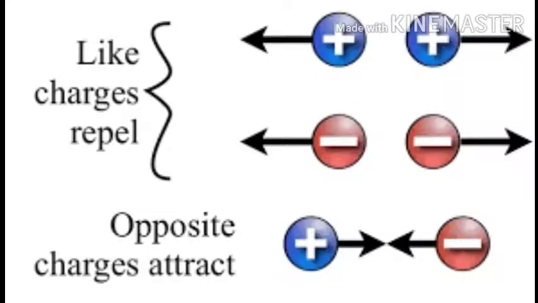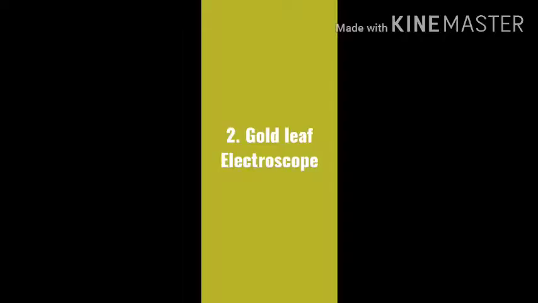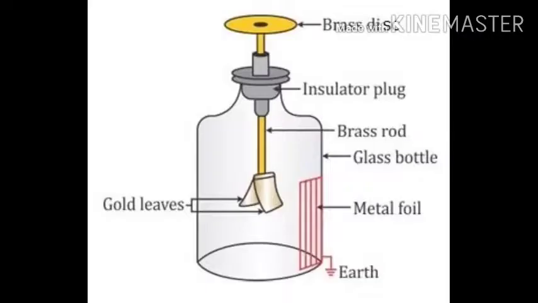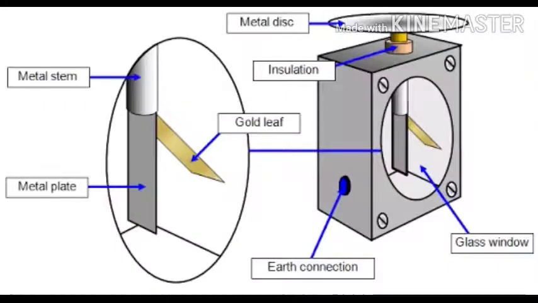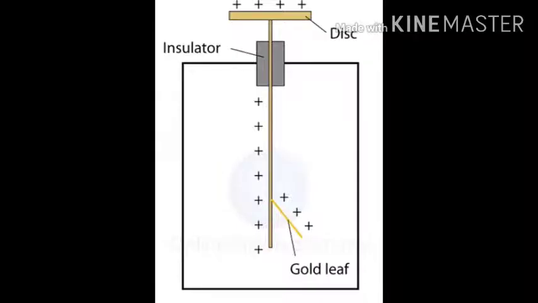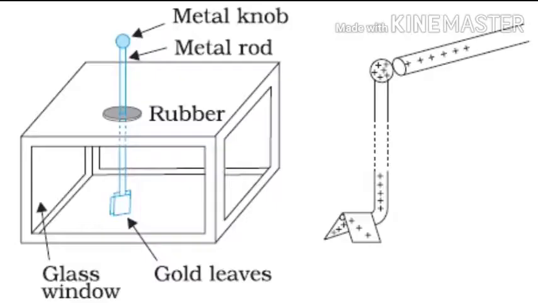Now, the gold-leaf electroscope. The gold-leaf electroscope is an instrument used to detect the existence of charge. The instrument is shown in the figure. It consists of a metal knob and two gold leaves attached to its bottom end. When a charged object touches the metal knob, the leaves get charged and diverge. As like charges repel each other, it can be concluded that the rod is electrically charged.